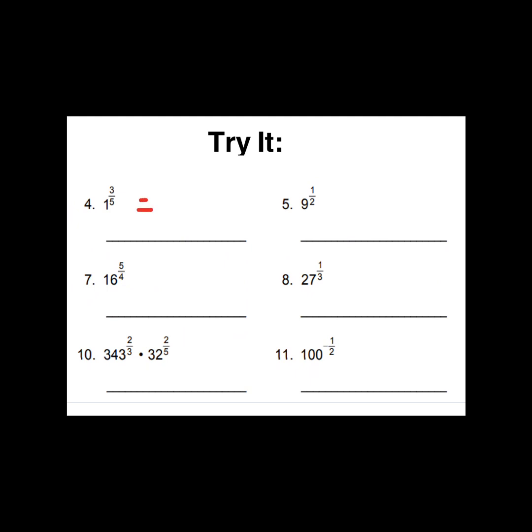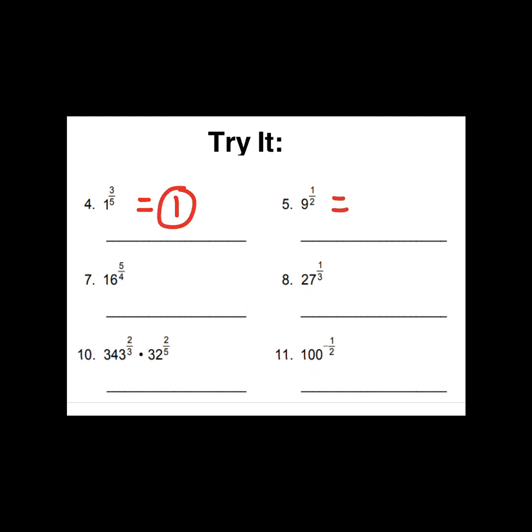Okay, hopefully you had a chance to try the problems. Let's take a look at number 4. Anything 1 to any power is 1. You should have learned that property sometime in your math classes. But 1 to any power equals 1. So the answer is 1 here.